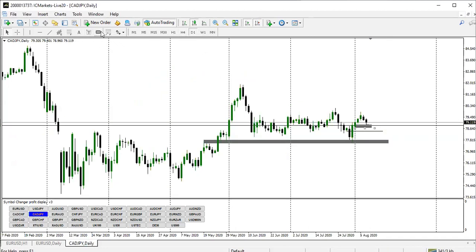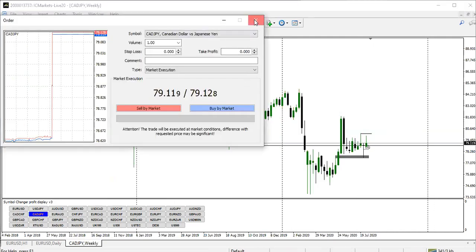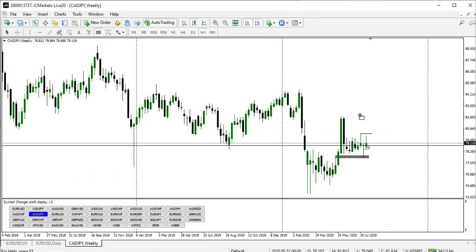time frame, this particular zone is something of interest to us now as our target. Then on the weekly time frame, this particular area is of interest to us, as you can see on that note. Now that's for CADJPY, right?